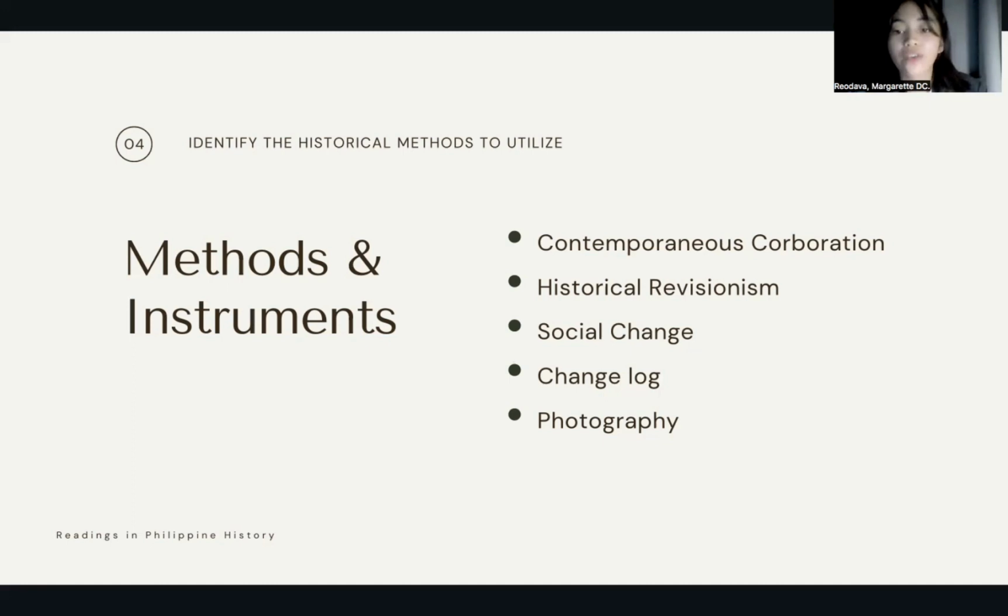And lastly, we have one unique methodological tool that we use for historical research, which is photography. So this is more on collection of all known information about the individual in a given period. So we collect pictures, images, videos na maaari natin gamitan as primary sources in our historical research. And lastly, we have the fifth preliminary consideration. Next slide.